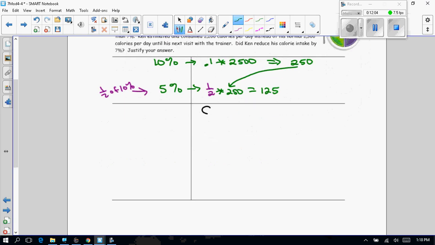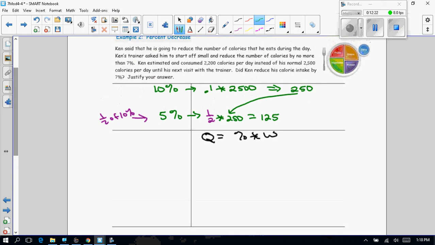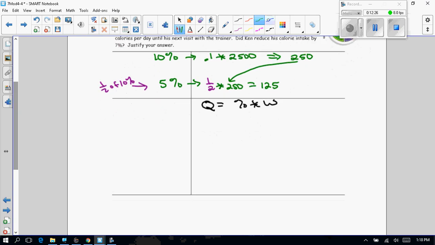All right, so let's take our quantity is equal to the percent times whole. Just write that down every time, guys, okay? So we know that, let me step back a second. It said that he had to reduce this by, what, 7%? So 7% of the whole thing, which was 2,500.